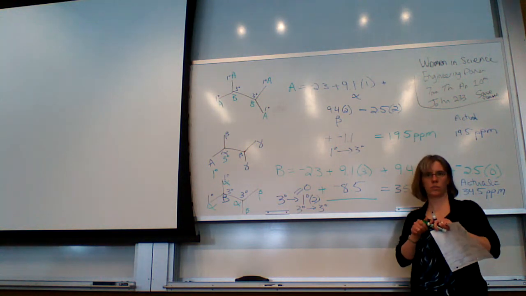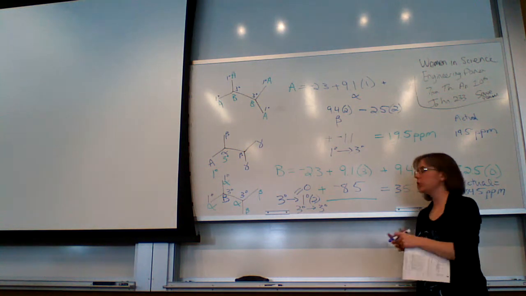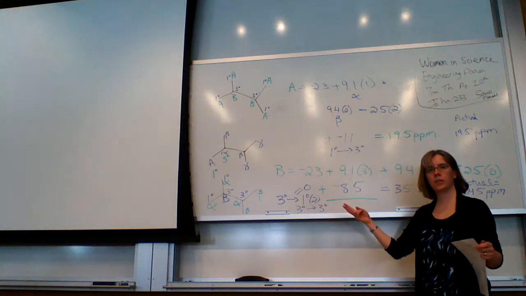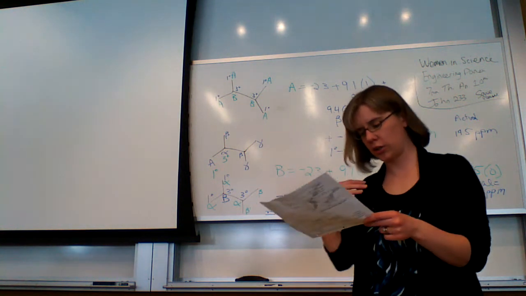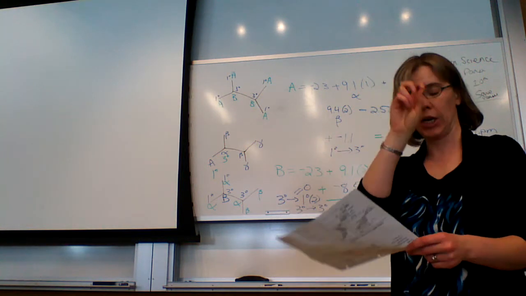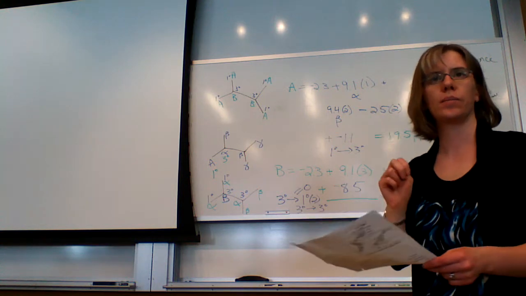So, Professor, how does it factor in when it's like a tertiary next to a primary multiplied by 2? You multiply. You would add that twice. Okay. Yeah, so if there were, say, a tertiary next to a secondary and there were two of them, you would add negative 3.7 twice. Okay.